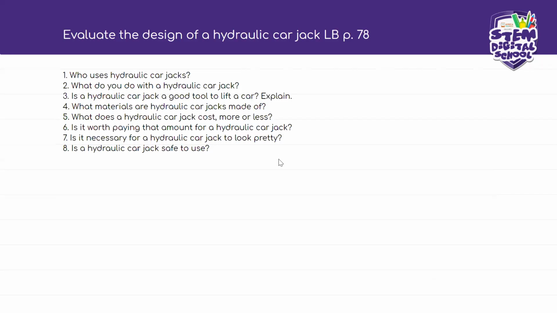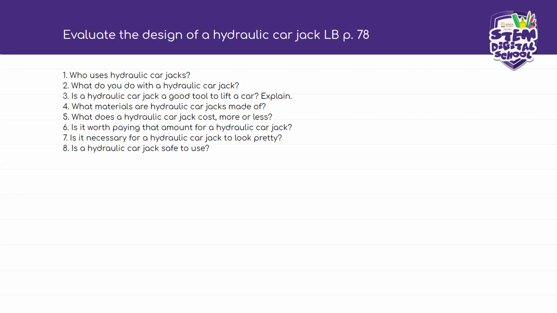Okay. Thanks. Right. A hydraulic car jack is good because it gives us a mechanical advantage. We need a mechanical advantage to lift the car. So a car jack is one machine that gives us good mechanical advantage, small input, big output to lift the car, because you cannot lift the car with our own hands. Okay. Is it safe to use? Yes, it is safe to use, as long as you know how to use it.